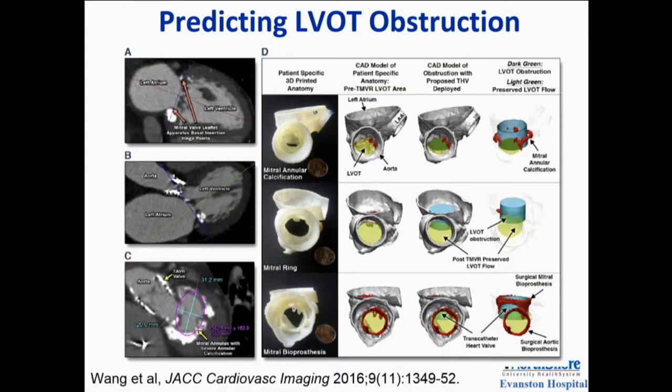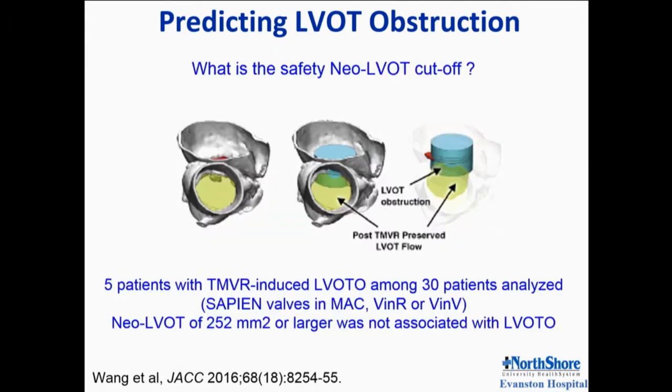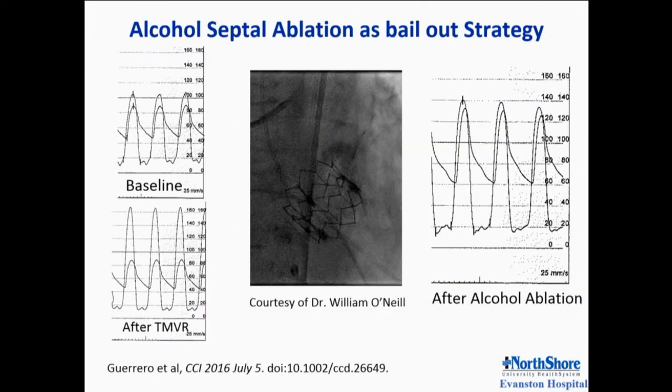And now this is work from Dee Dee Wang from Henry Ford. So she has done work and analyzed some of our patients in the registry, in the trial, that ended up having LVOT obstruction, and tried to compare with those who didn't, to try to determine what is the safety neo LVOT cutoff at which you do not see LVOT obstruction. So we know that a neo LVOT of 250 millimeters squared or larger is not associated with LVOT obstruction. Anything below that, you may have different degrees of LVOT obstruction. And now we need to work on defining what is the minimum that you can have before you have hemodynamically significant LVOT obstruction. And we don't know that number yet.